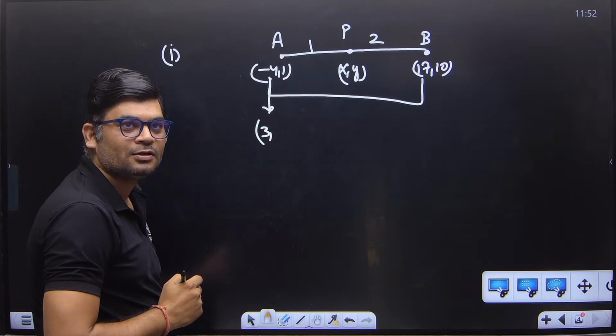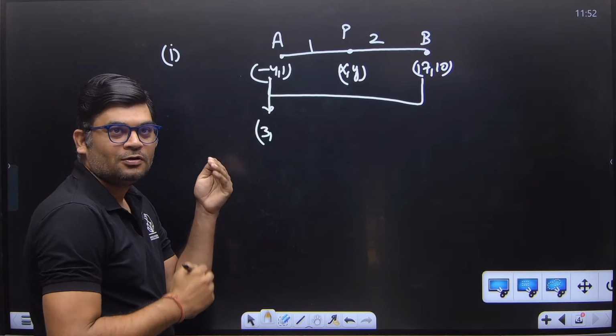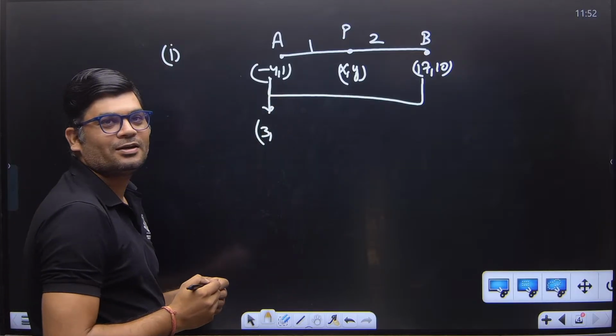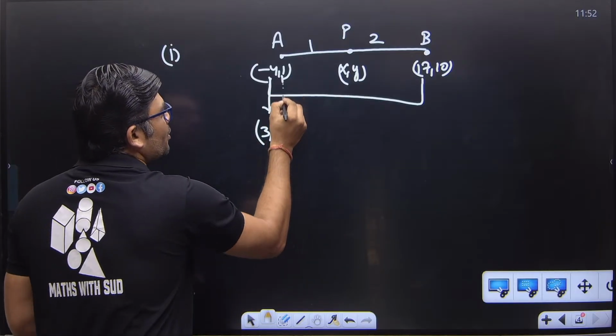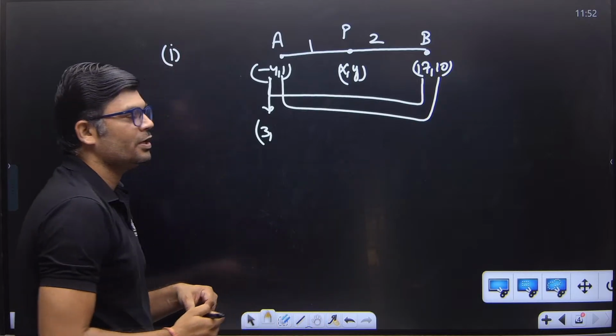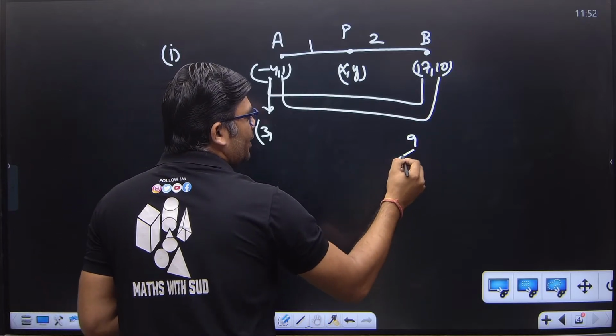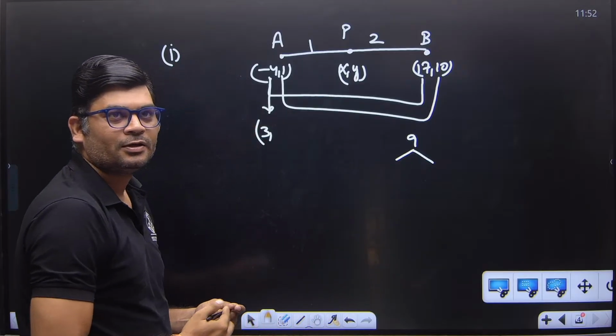Add 7 to 1. No, no, no. First tell me, from 1 to 10, how much are you moving? 9. So in 9, if you want to divide in the ratio 1 is to 2, what will it be?